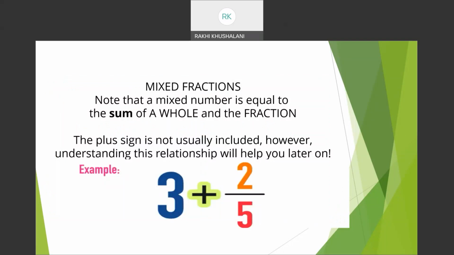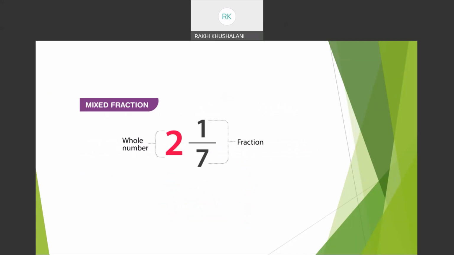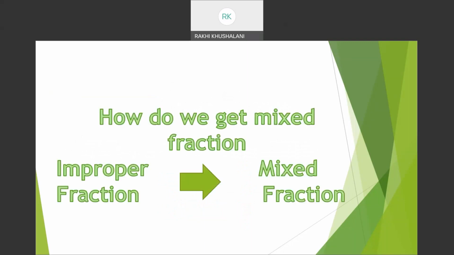Because obviously we are taking an addition. We are taking a combination, a summation of 3 whole and 2 by 5 fraction. They are brought together and used by you. So 3 plus 2 by 5. But in writing terms, we don't write plus. Now, how do we name them? The mixed fraction, as I said, 2 is a whole number and 1 by 7 is a fraction.